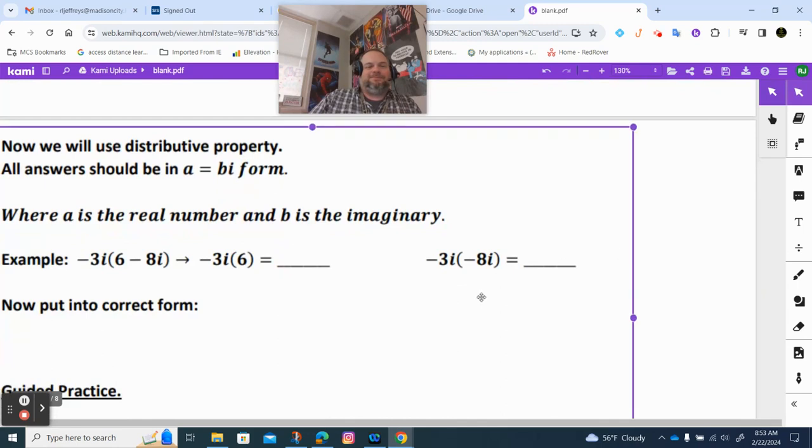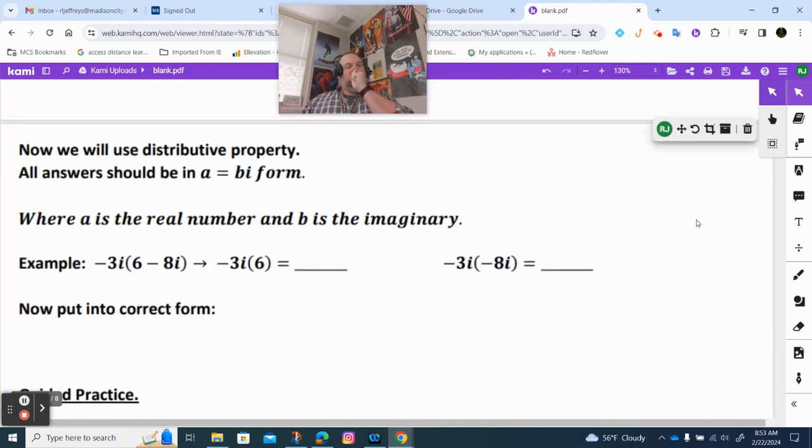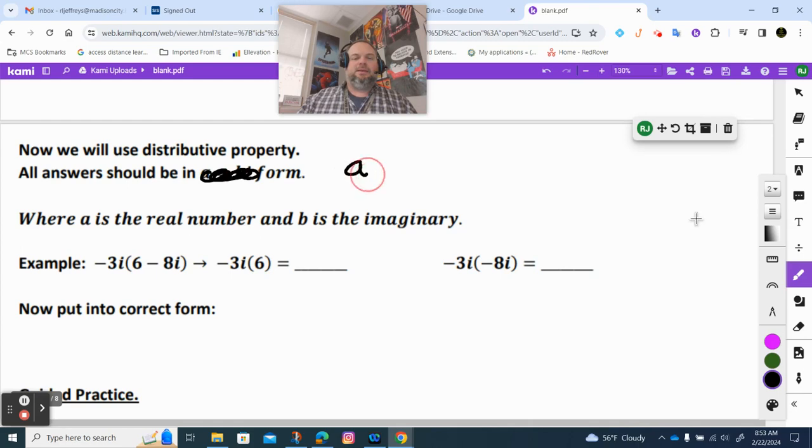All right. So, distributive property. There, dadgummit, there's a typo. It should be A plus Bi form. That shouldn't be an equals. I don't know why I didn't catch that. Remember, can't have nothing.